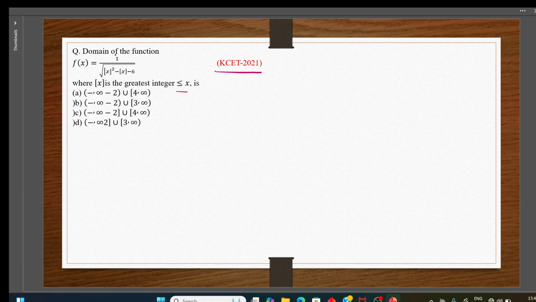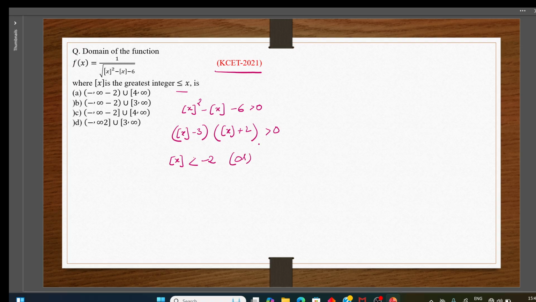So what is the condition? For the domain, let us consider greatest integer function x square minus greatest integer function x minus 6 is greater than or equal to 0. Applying the splitting method, we get factors. The factors of this quadratic are ([x] minus 3) times ([x] plus 2) greater than 0. Then we get greatest integer of x is less than minus 2 or greatest integer of x greater than 3.